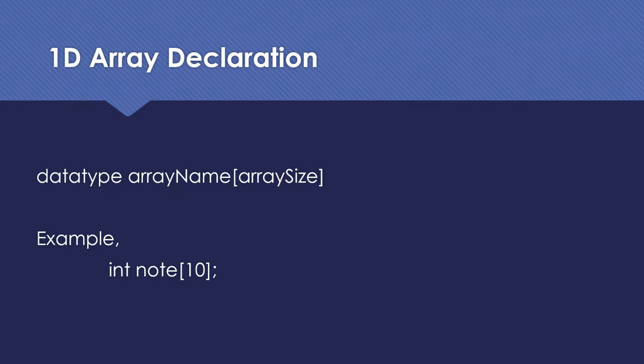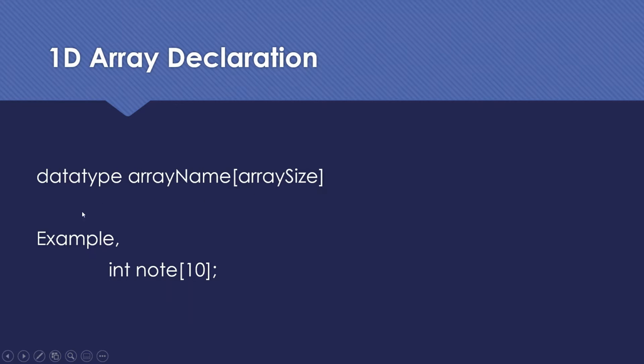Arrays are of two types. The first one is the one-dimensional array and the second one is the multi-dimensional array. In here, we are going to see how to declare a one-dimensional array in a C++ program. When declaring a one-dimensional array, first we have to state the data type of the array, then the array name, then the array size within square brackets.